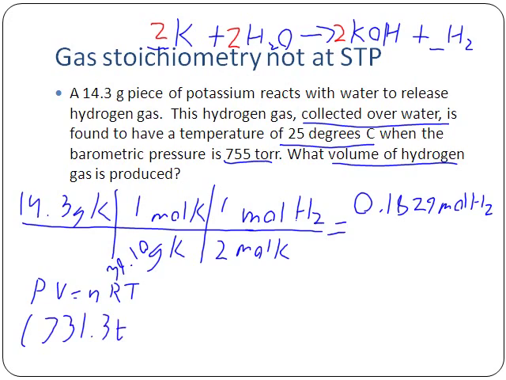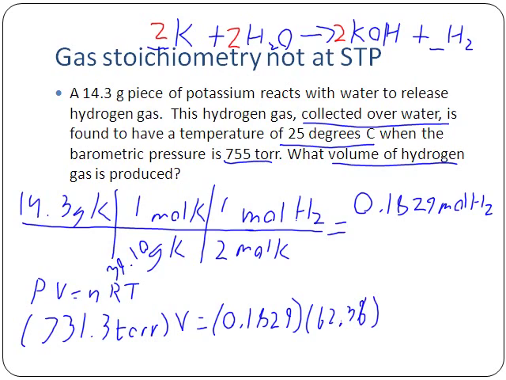So 731.3 torr times the volume, which is what we're looking for, equals n, which is the one we just found, 0.1829 moles, times R, 62.366, not 9, and then times the temperature, which is in Celsius right now, 25 degrees Celsius, so 273.15 plus 25 gives us 298.15 Kelvin.